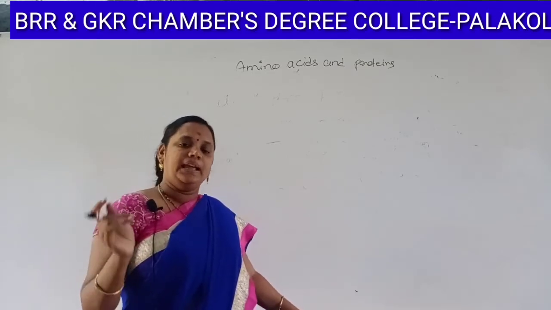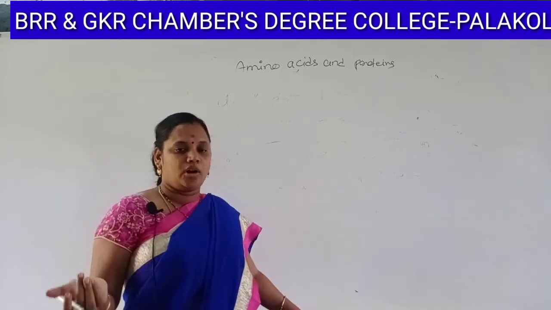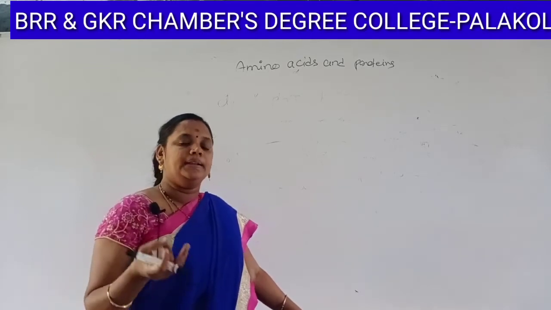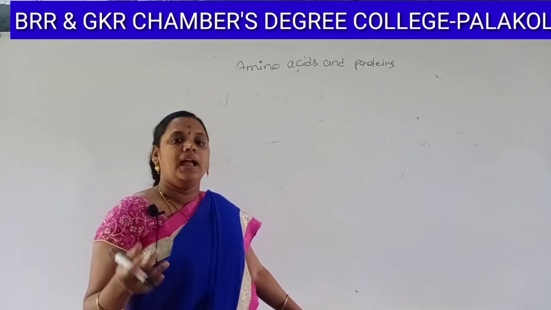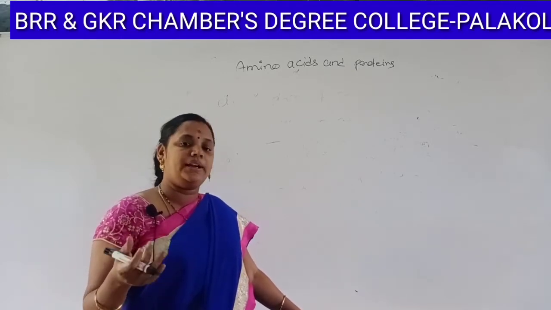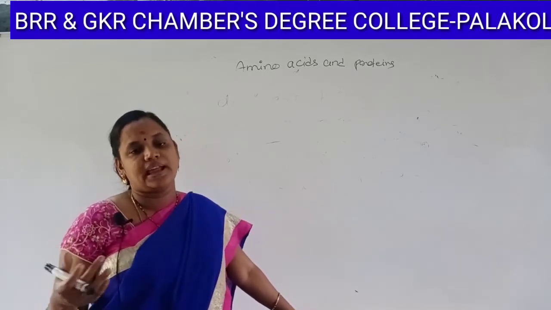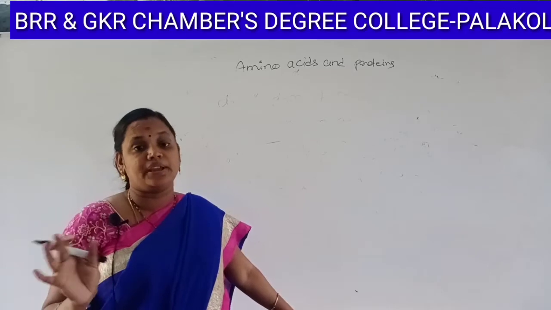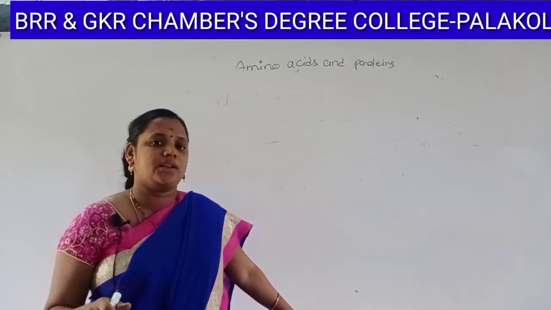So finally, some proteins are soluble in water, some are not soluble in water, and they are optically active. They have high molecular masses, and proteins have dipolar ions. That means they can be formed as Zwitter ions also. These are the characteristics of proteins.